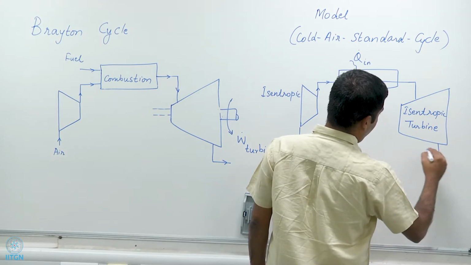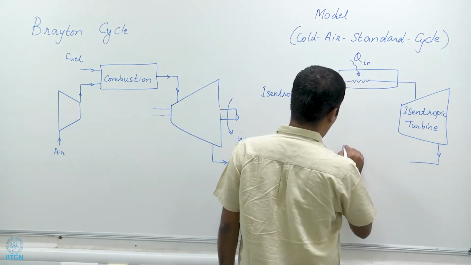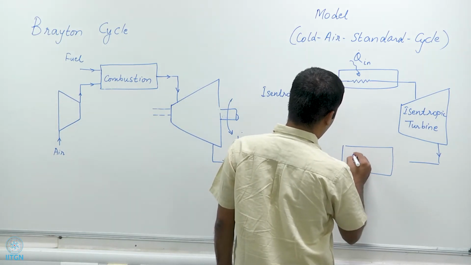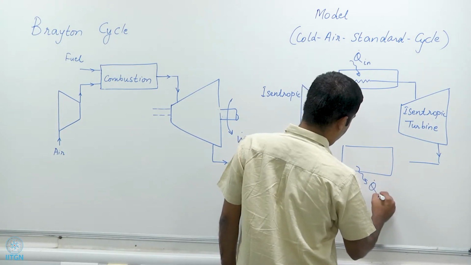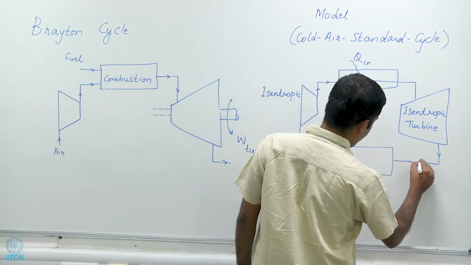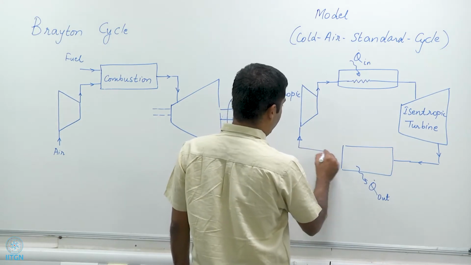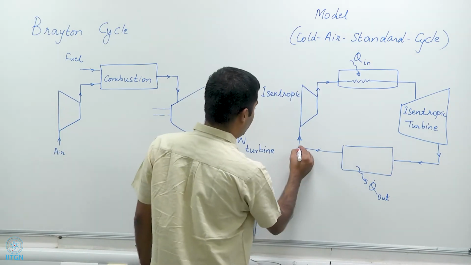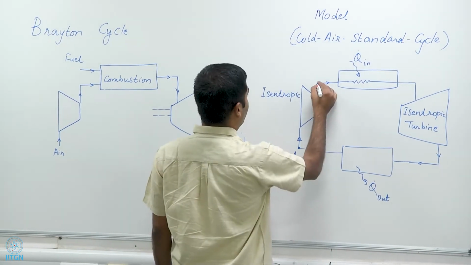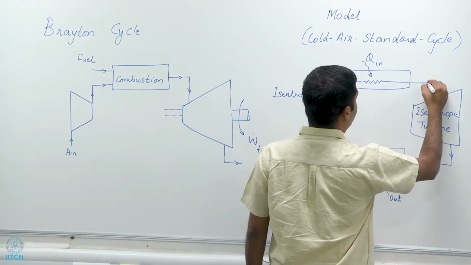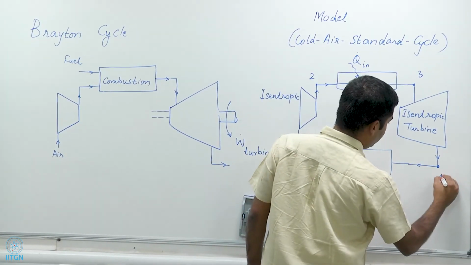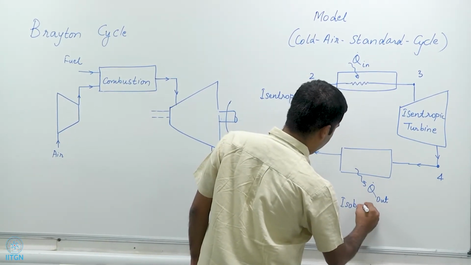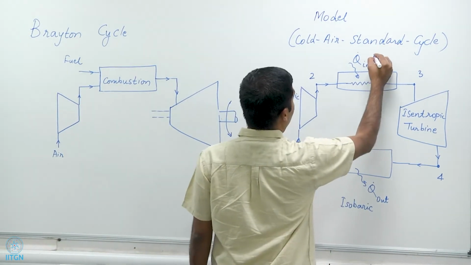and the exhaust from the turbine is cooled in an imaginary heat exchanger, and then at the exit of this heat exchanger, the air is returned back to its original state. Let us call this state 1, this state 2, and state 3 and state 4. This heat rejection process is isobaric, and the heat addition process is also isobaric.